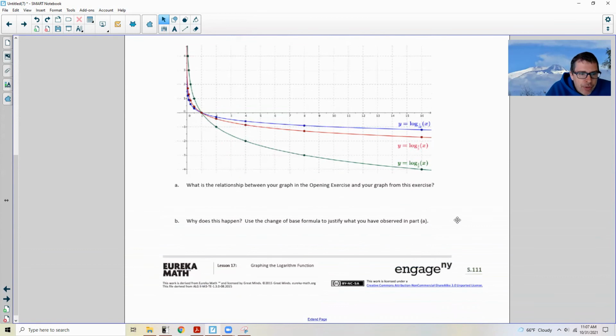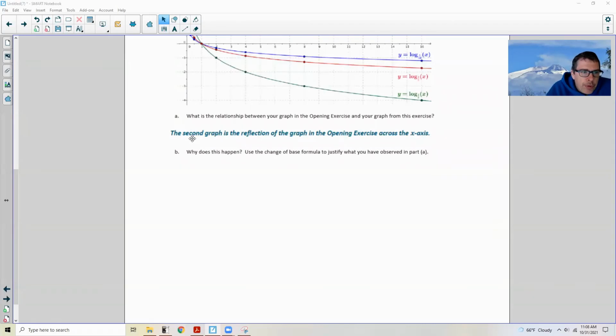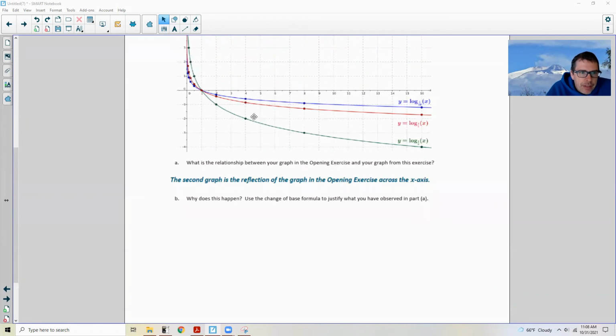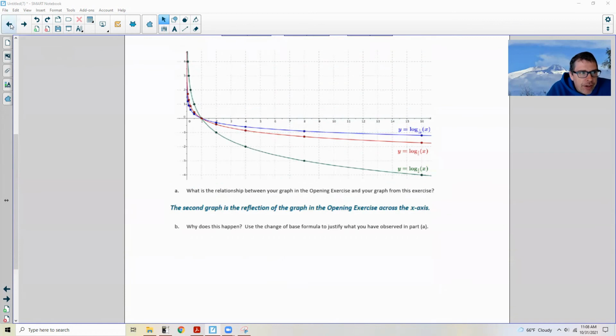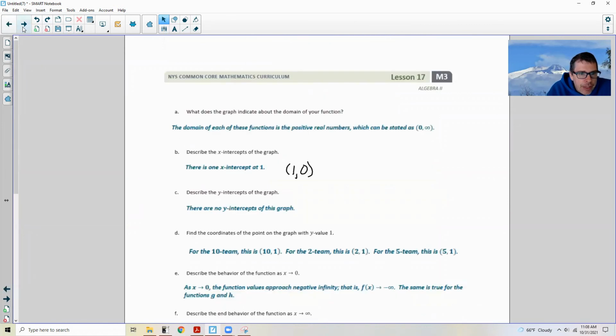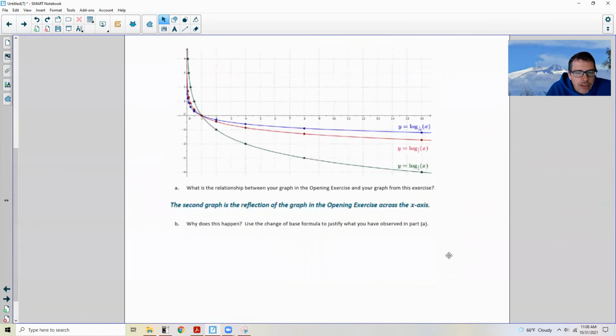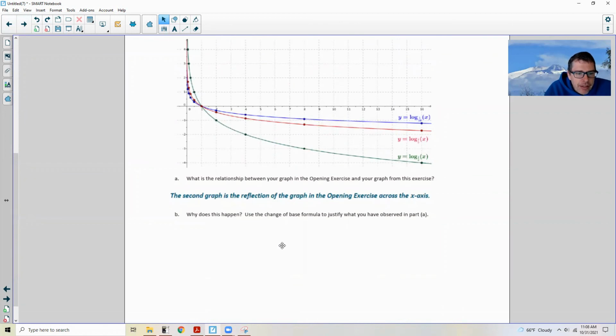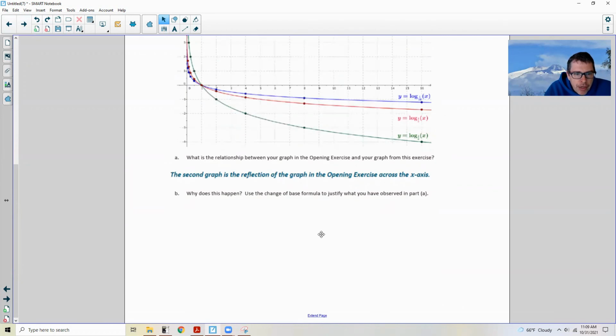And now if we answer these questions: what is the relationship between your graph from the opening exercise and your graph from this exercise? What you would say is the second graph is a reflection of the graph in the opening exercise across the x-axis. If I go back to the opening exercise, reflect all of these functions over the x-axis, and that's how we get the functions with fractional bases. Then it says, why does this happen?